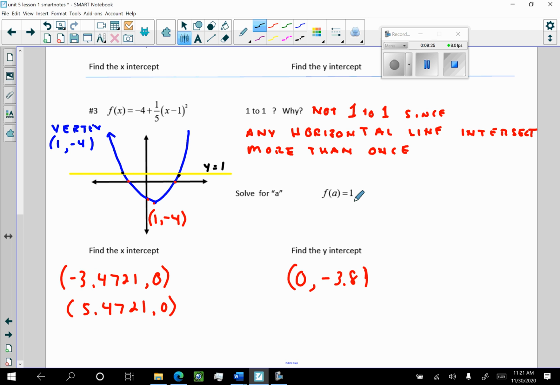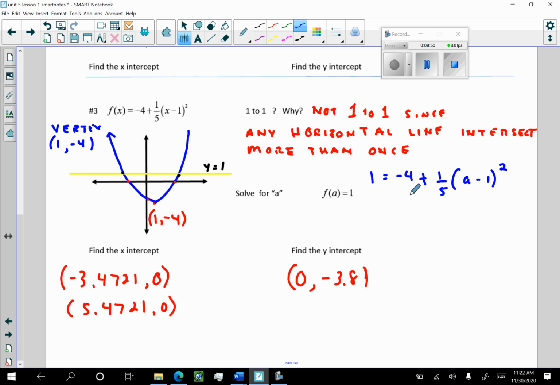So I want 1 to be the output, and I want A to be the input. This is the part of these problems that students traditionally have the most difficulty with, but they're not too difficult. So 1 is going to be the output, A is the input. Now I simply solve this for A.